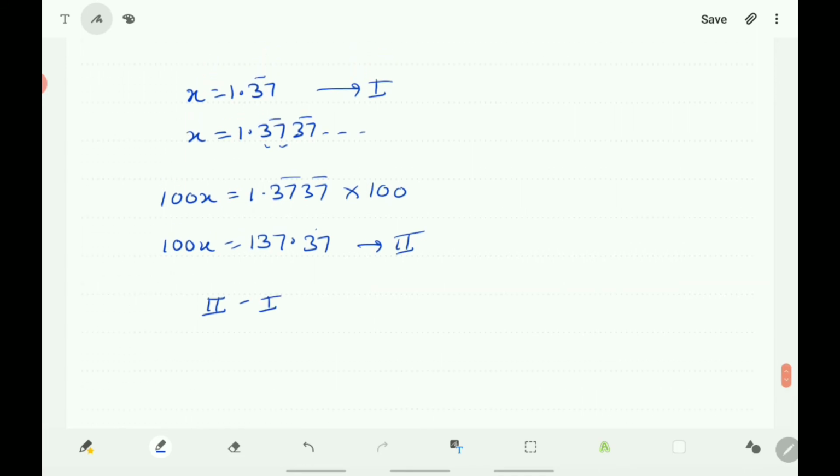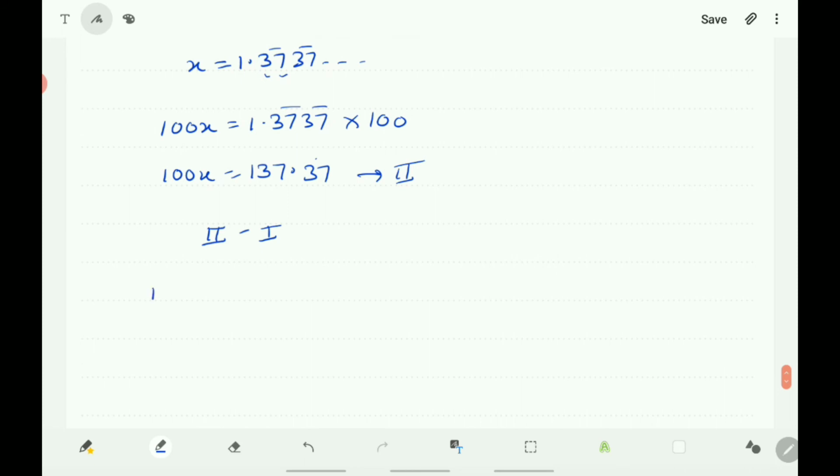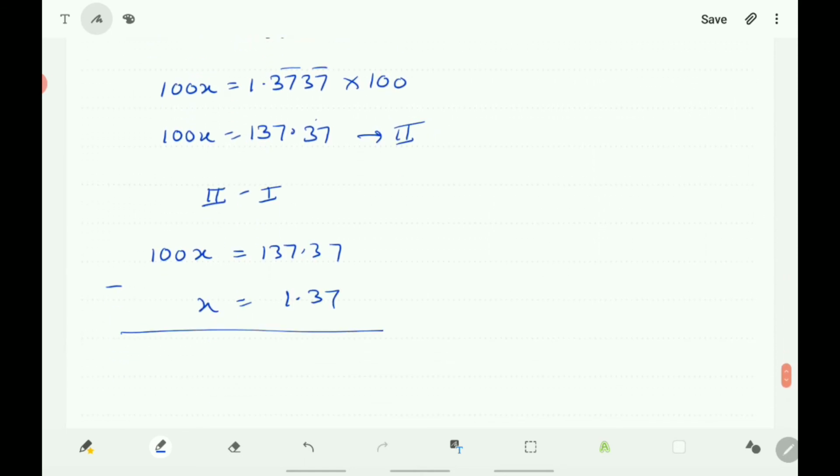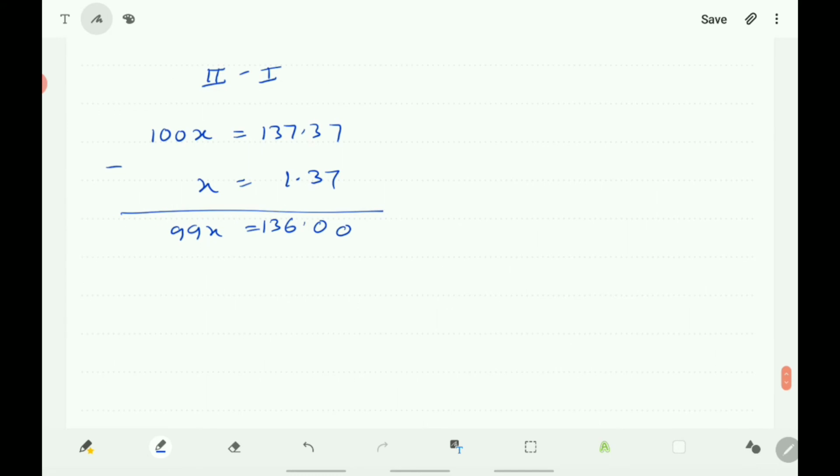In the second, the LHS is 100x is equal to 137.37, minus the first one, x equals 1.37. So subtracting, 100x minus x is 99x, is equal to 137.37 minus 1.37, where 7 minus 7 is 0, 3 minus 3 is 0, and 137 minus 1 is 136. And you know that here x is equal to 136 divided by 99.